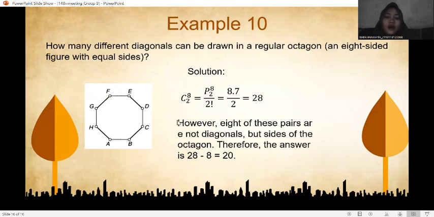That equals 28. However, 8 of these pairs are not diagonals but sides of the octagon. Therefore, the answer is 28 minus 8 equals 20.